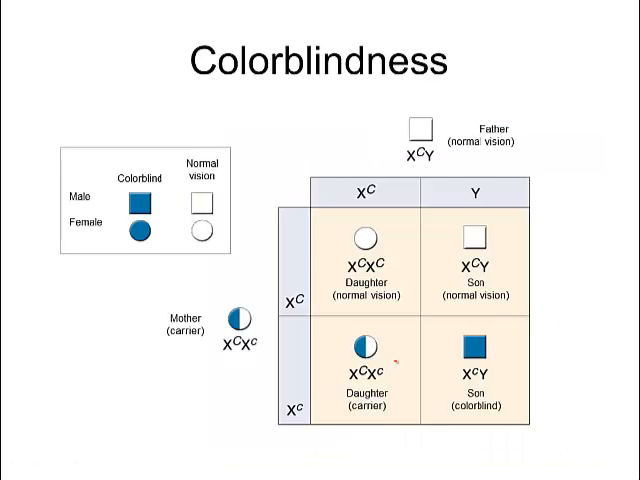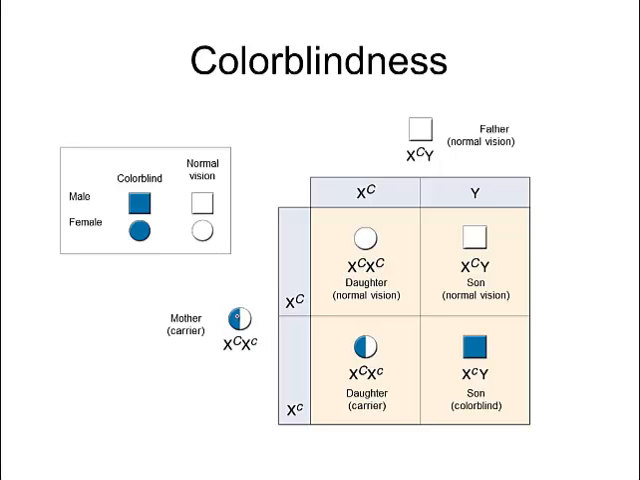Okay, an easier way to see this is in a Punnett square. This is a Punnett square for color blindness. Color blindness is a very common X-linked trait. It is recessive. Somebody who has the recessive little c on their X chromosome is going to be colorblind.